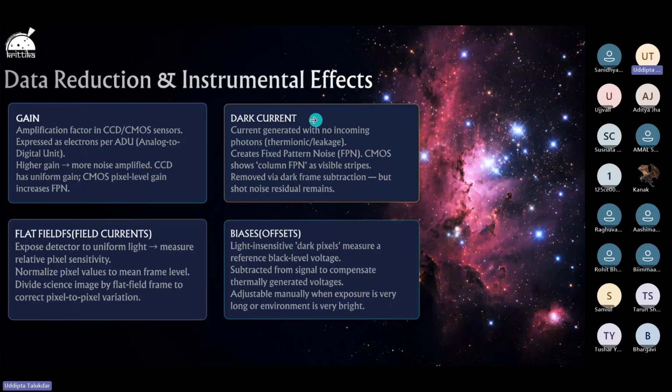So as we just discussed, even in complete darkness, the sensor generates electrons. This is the dark current. It fakes signal that isn't there, and we don't need it. On CMOS chips, this occurs as column FPN, vertical strips across your image. You remove it by taking dark frames. What are dark frames? These are exposures of equal length with the lens cap on. We subtract this from the light frame and then the thermal signal cancels out.